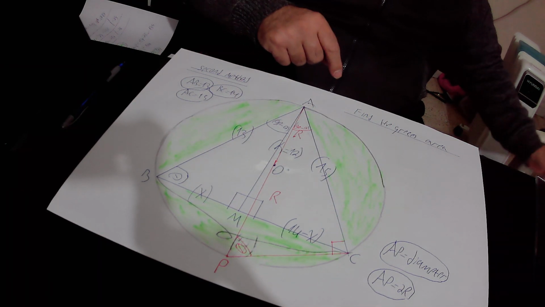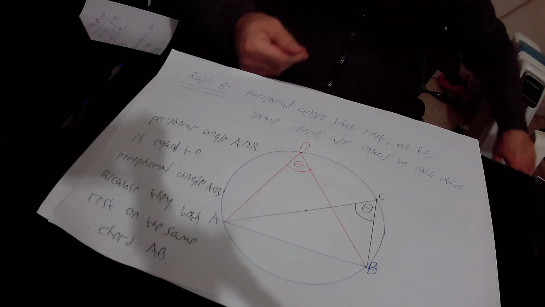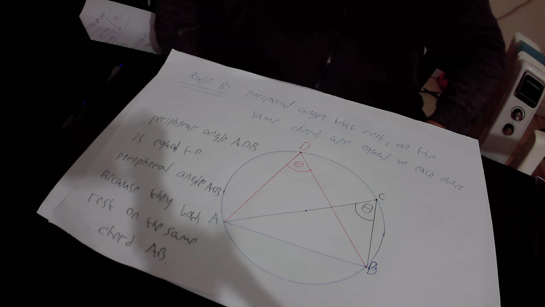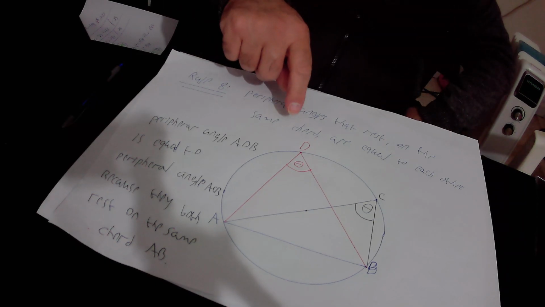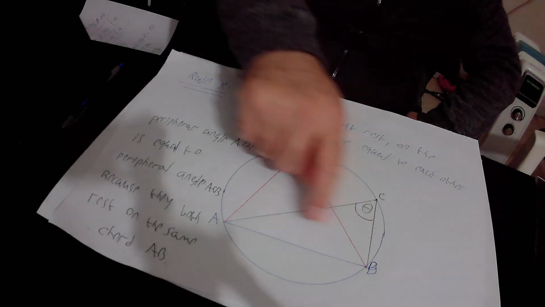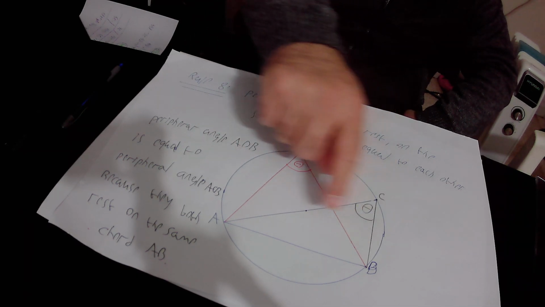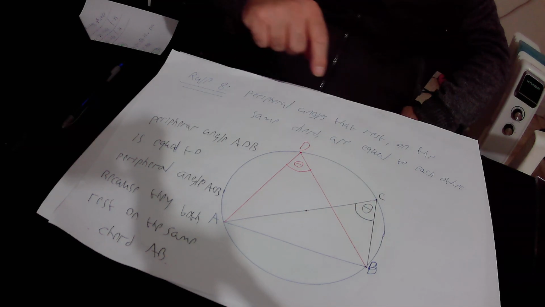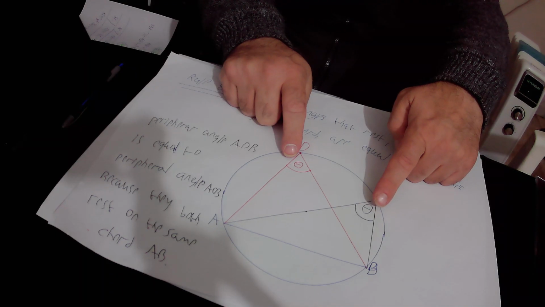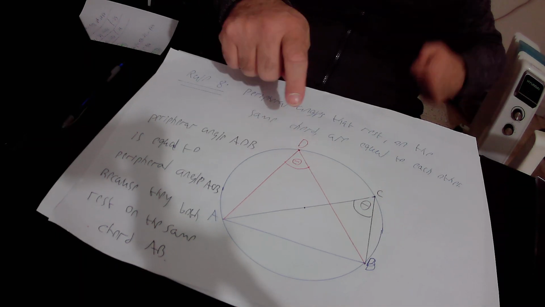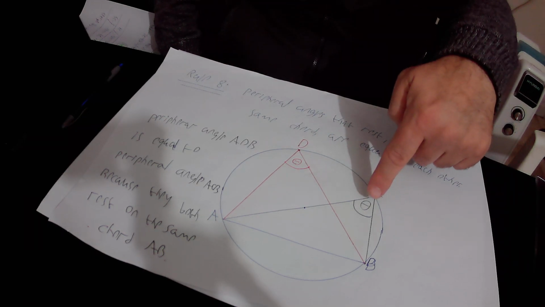Then I presented to you rule number 8 and we implemented rule number 8 in our drawing. Coming to rule number 8, peripheral angles that rest on the same chord are equal to each other. We have in the drawing peripheral angle ADB that rests on chord AB, and we have another peripheral angle ACB that rests on the same chord AB. So because those two peripheral angles rest on the same chord AB, they must be equal to each other. That is to say, if peripheral angle ADB equals theta, then the other peripheral angle ACB also must be equal to theta.